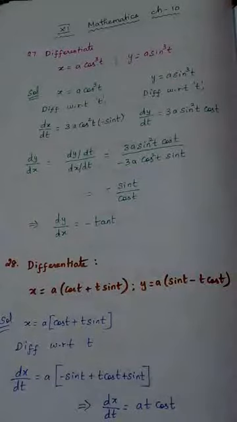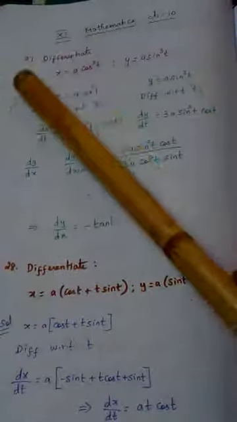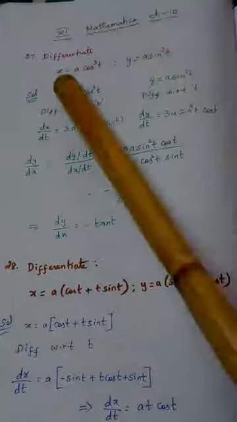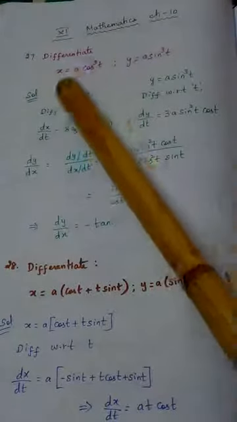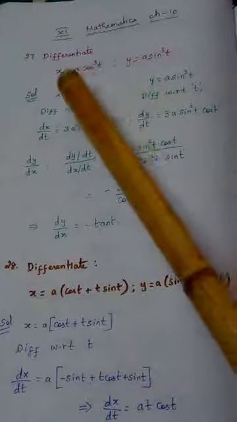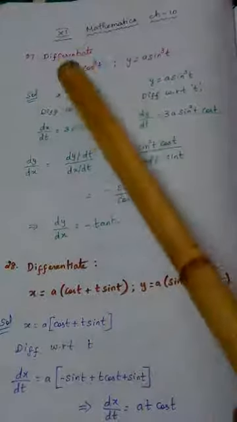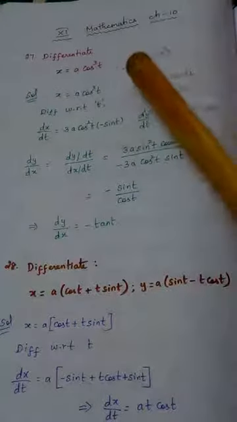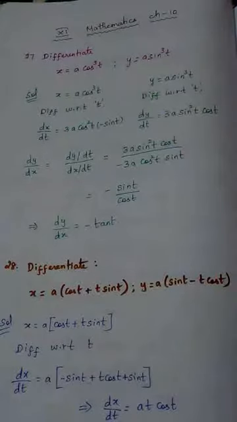And now we will see various types of methods of differentiation through problems. For example, we will consider this question: differentiate. We need to differentiate this function given, and the function itself is given as x and y. X is equal to a cos cube t, y is equal to a sin cube t.